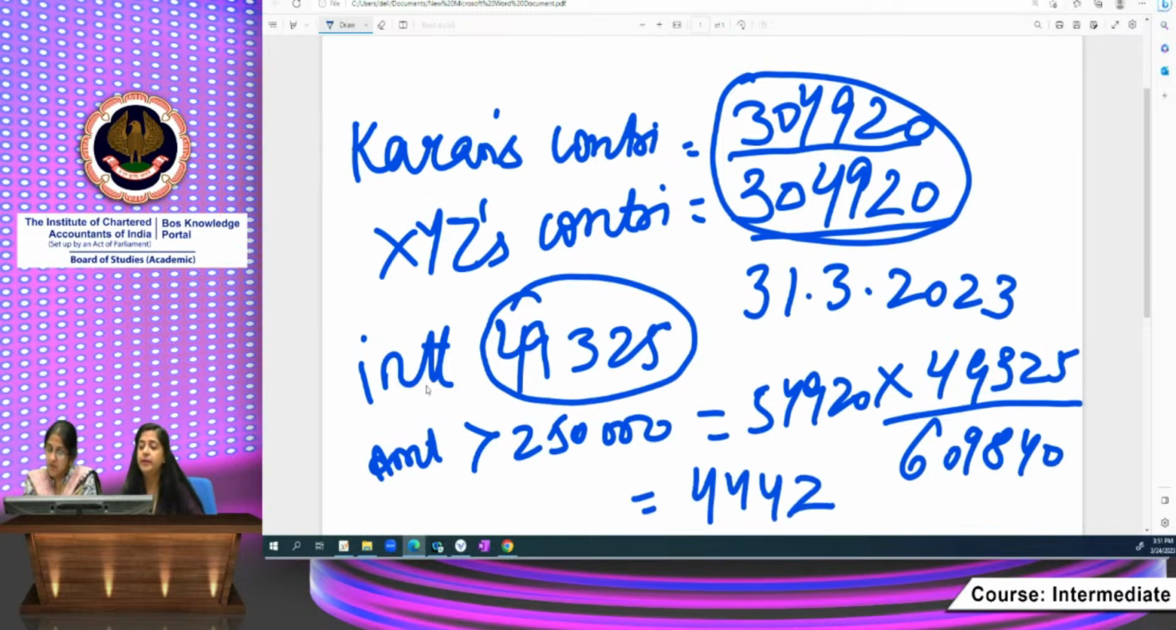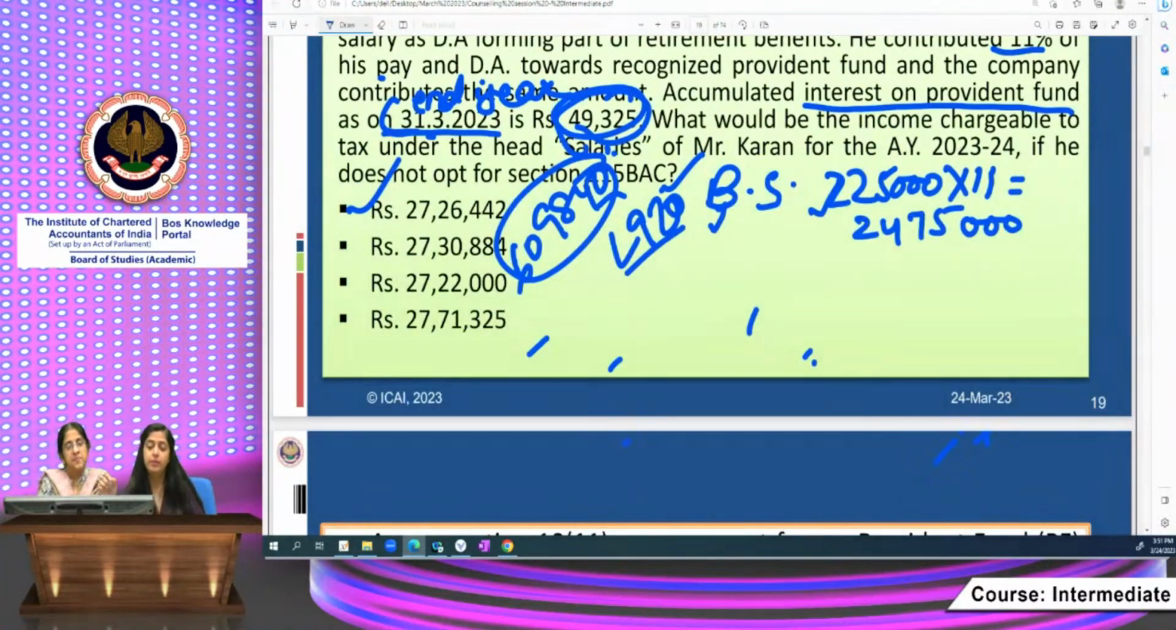442. It means the interest which is accrued on the amount exceeding 2,50,000, which is the contribution made by Karan, that will be taxable. That will not be exempt. So 442 is the amount taxable apart from the basic salary and DA. I hope it is clear to you now, Uma Priya.